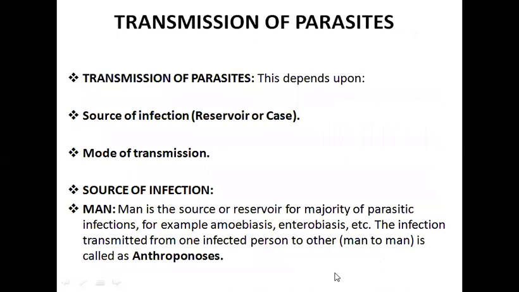Coming to transmission of parasites. Transmission of parasites depends upon the source of infection, the reservoir or the case, and the mode of transmission. Coming to the source of infection, we have humans as the source of infection. Man is the source or reservoir for the majority of parasitic infections. For example, amoebiasis. The infection is transmitted from one infected person to another, and this is called anthroponosis.